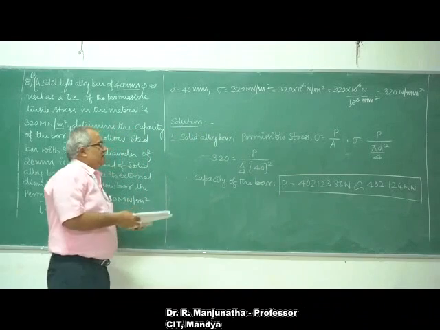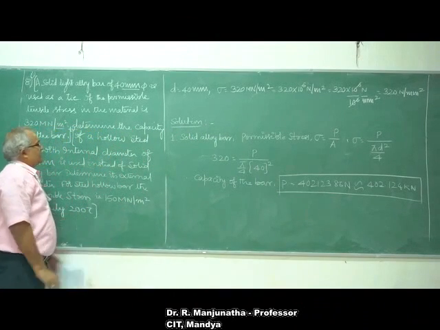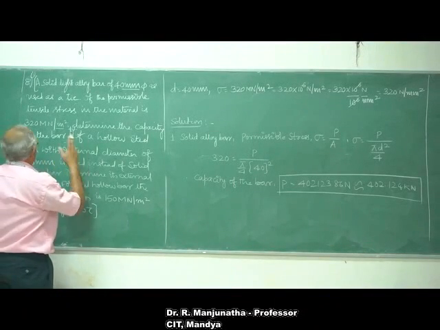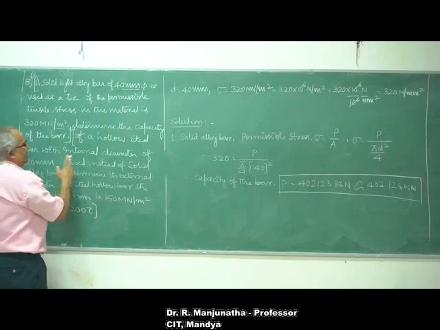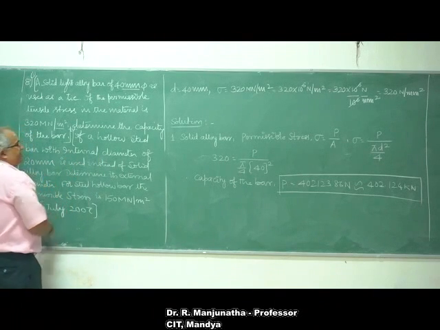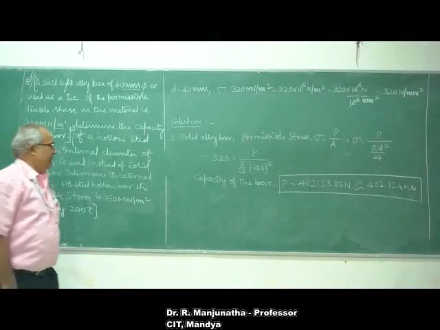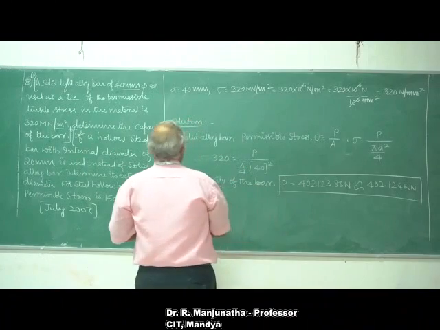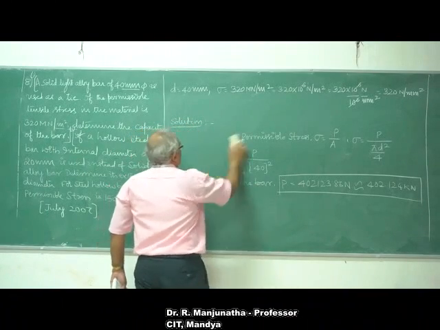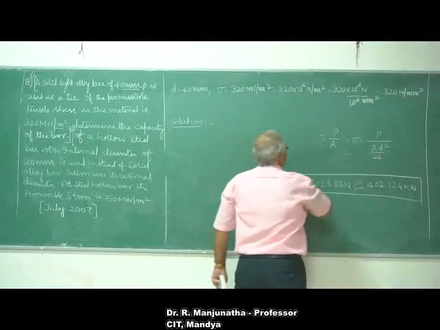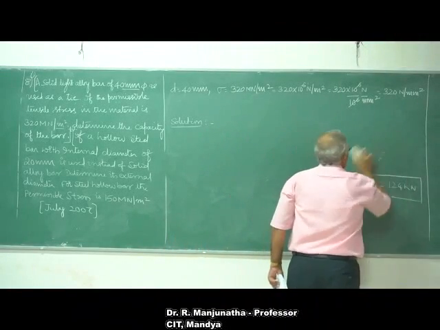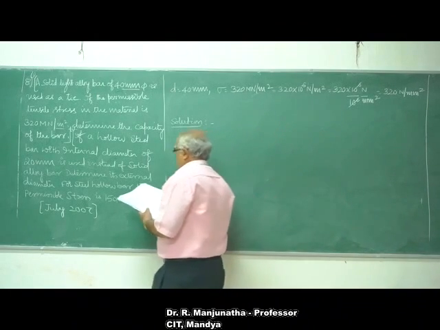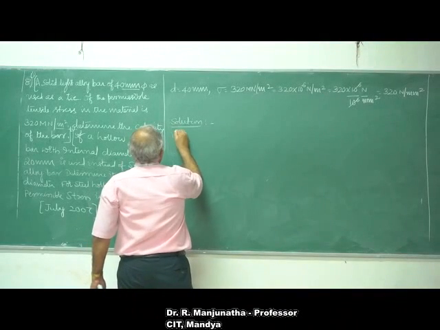Now in the second part of the problem, if a hollow steel bar with internal diameter of 20 mm is used instead of solid alloy bar, determine its external diameter. Now we are going to take up the steel hollow bar. So now we will consider a steel hollow bar.